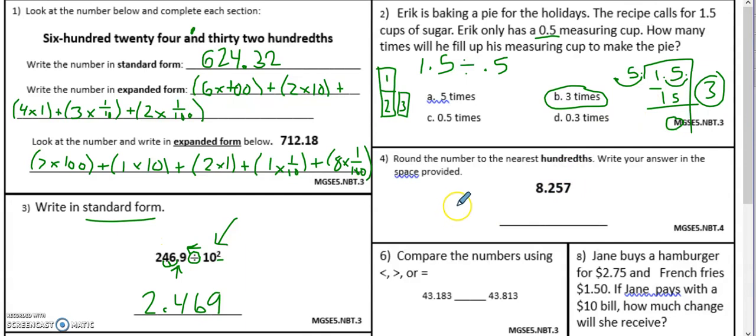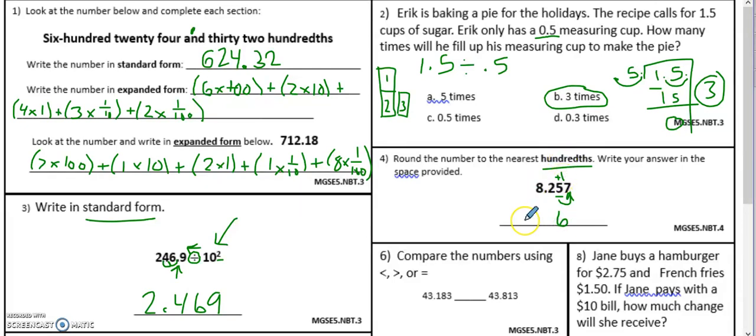Moving on to number 4. Number 4 says that we're going to round the number to the nearest hundredths place. Hundredths place. So using our chant, we say find your place. That's my 5. Look next door. Is it 5 or greater? Yes, it's a 7. So we add 1 more. So that 5 is now going to become a 6.